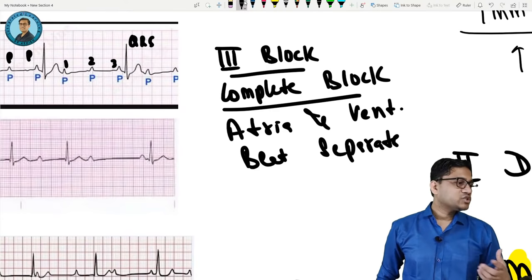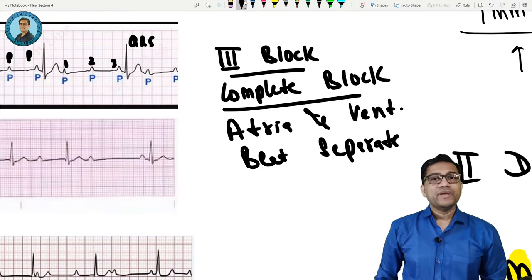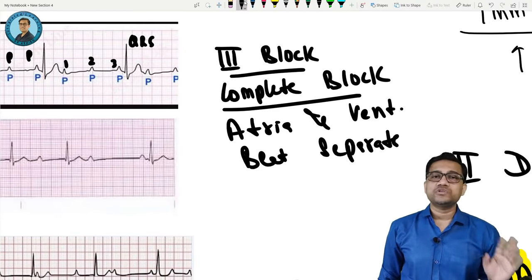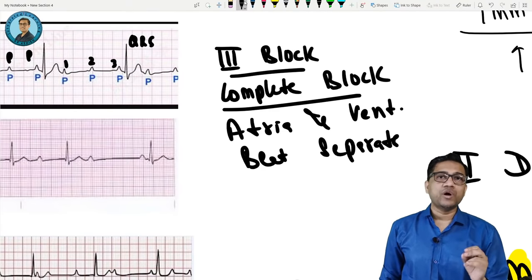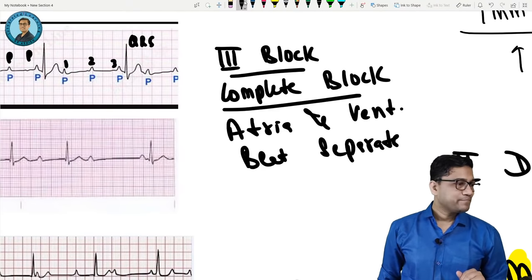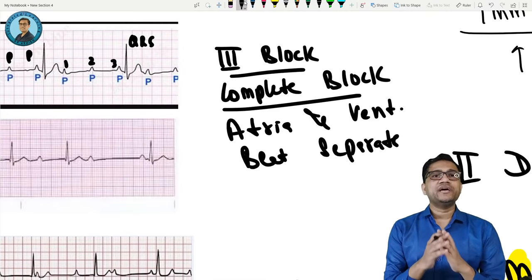Are you clear? Yes, okay. In Mobitz II, the PR is almost normal, okay? Clear? So it is almost normal in Mobitz II, okay? Clear? Okay, Indrajit? So is it clear to all of you?